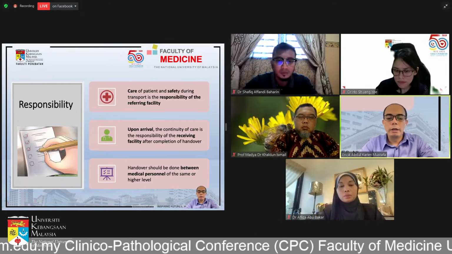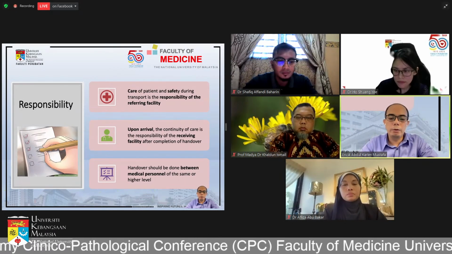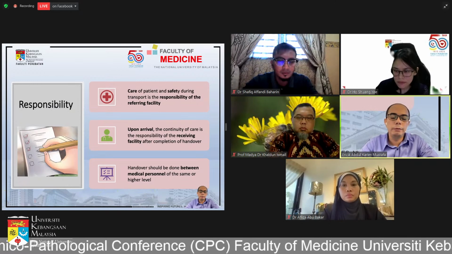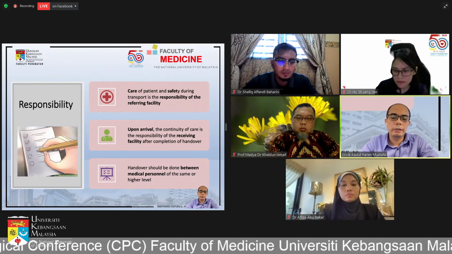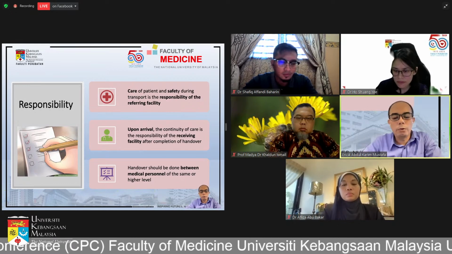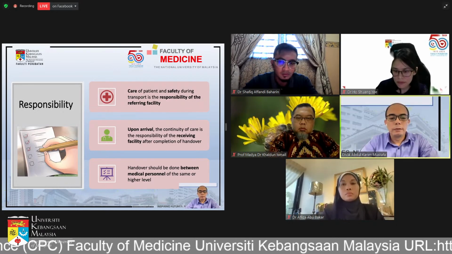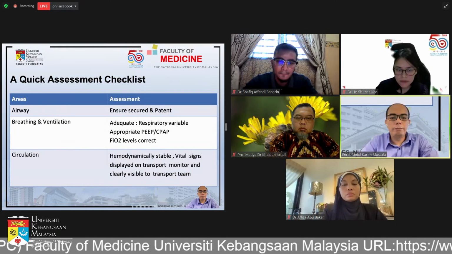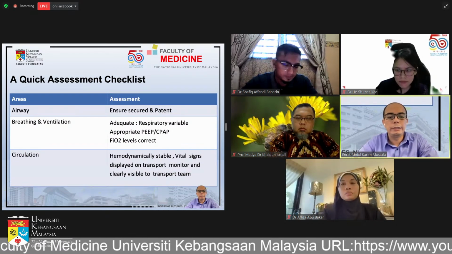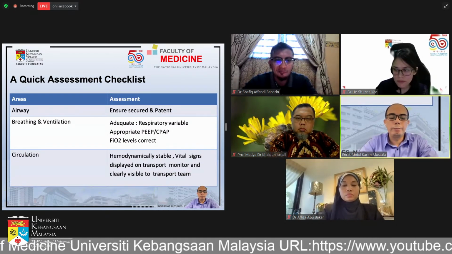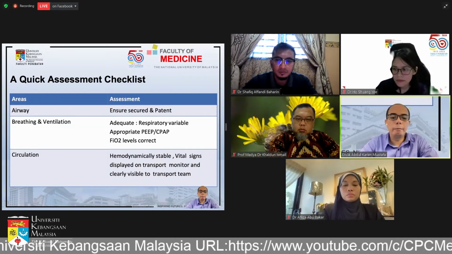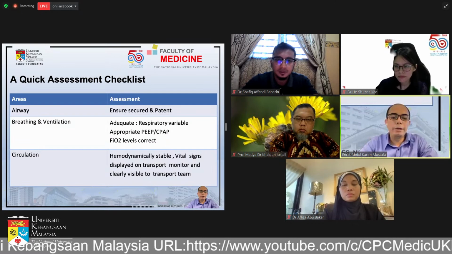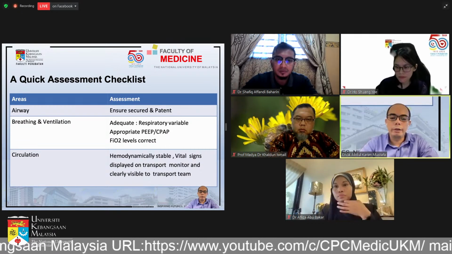So if the escort team is a doctor, the doctor has to find a doctor to pass over these cases to. You cannot pass over to the AMO or others. So a quick assessment before we transfer the patient: the escort and transfer team have to make sure airway, breathing, and circulation are secured and patent.